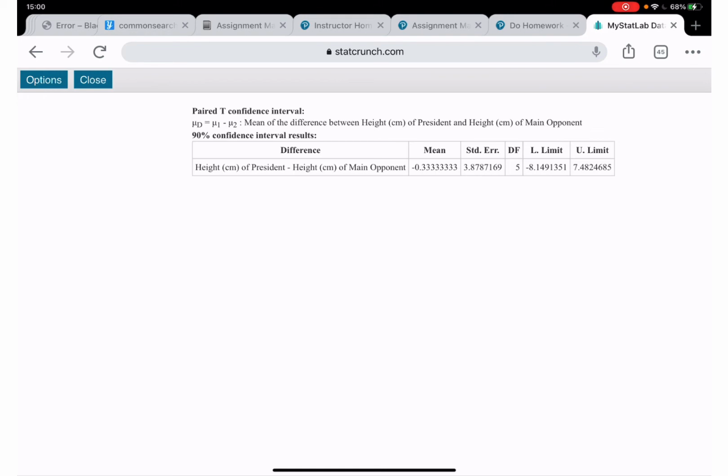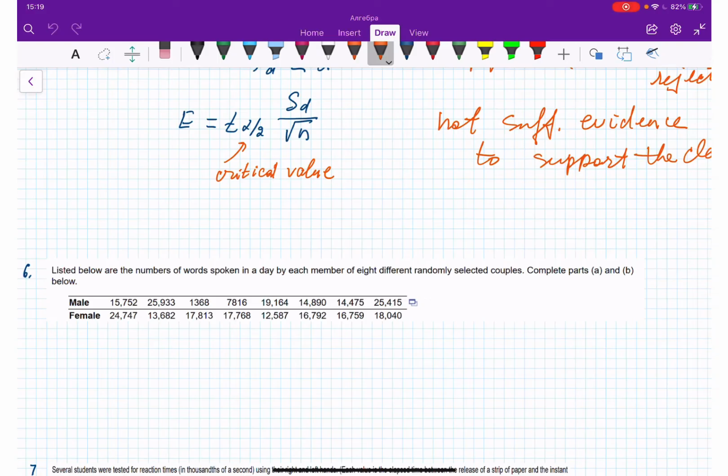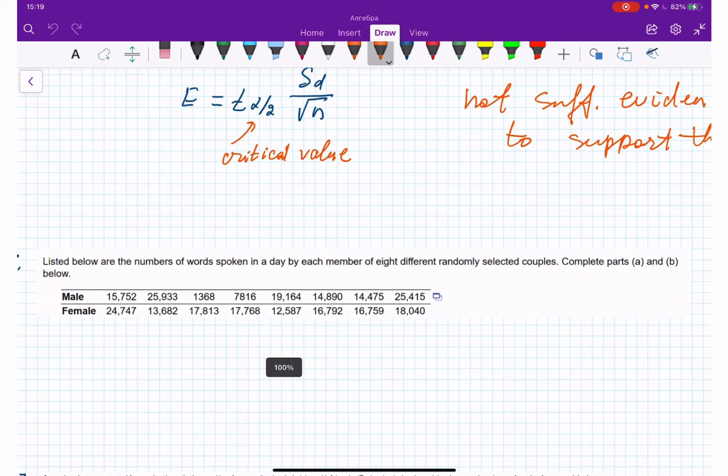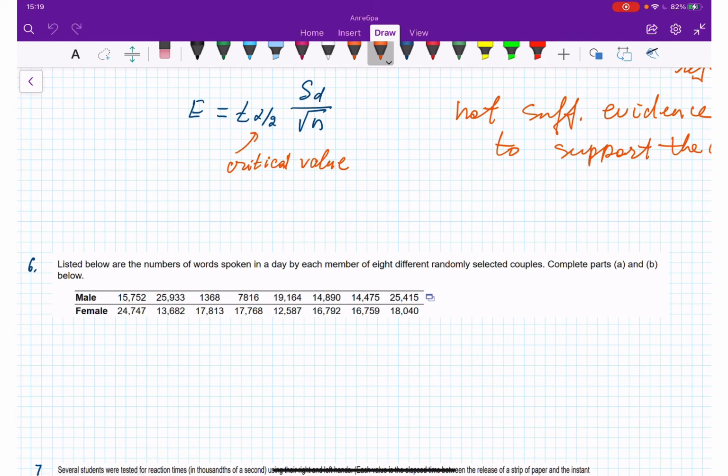Okie dokie. Moving to next question. Question number 6. Listed below are numbers of words spoken in a day by each member of 8 different randomly selected couples. Complete parts A and B. Okay, so here we have male and female samples. Since we are going to test, they are dependent samples, and they are paired in this case because we are comparing words for each member.